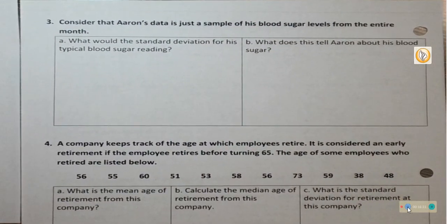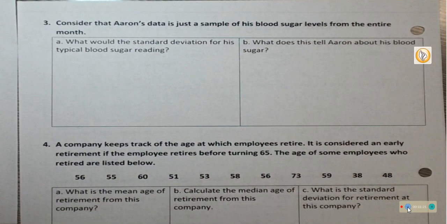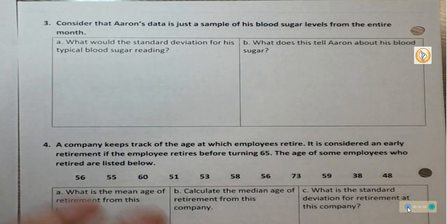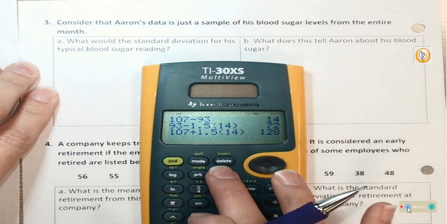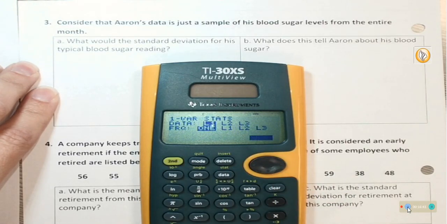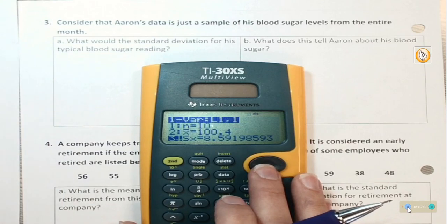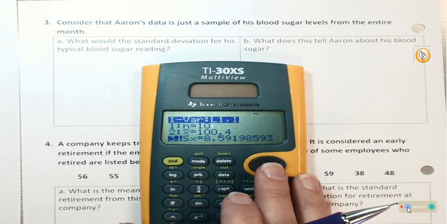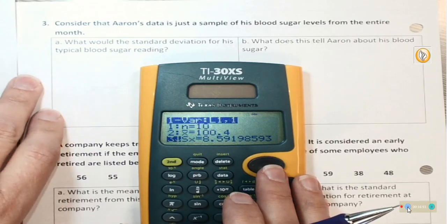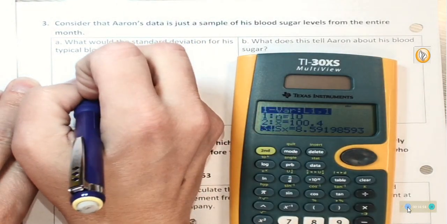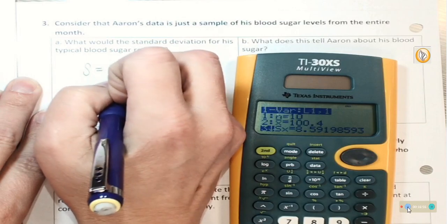So let's look at example 3. Example 3 says, consider that Aaron's data is just a sample of his blood sugar levels from the entire month. What would the standard deviation be for his typical blood sugar reading then? So if those 10 days were just a sample, how does that change his standard deviation? What are you looking at then? You're looking at the sample standard deviation. So you would be looking at 8.59. So what's that 9 going to do to that 5? Make it a 6. So you would use sample standard deviation is 8.6.